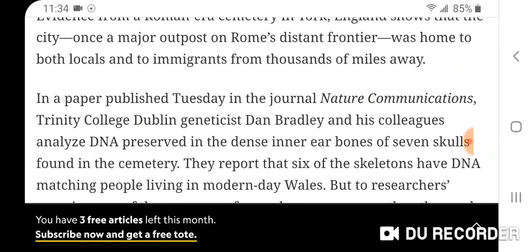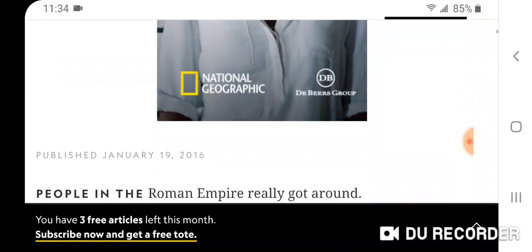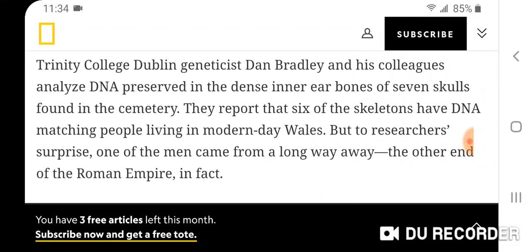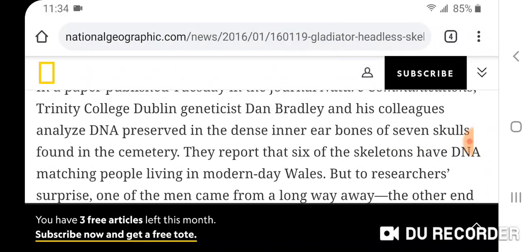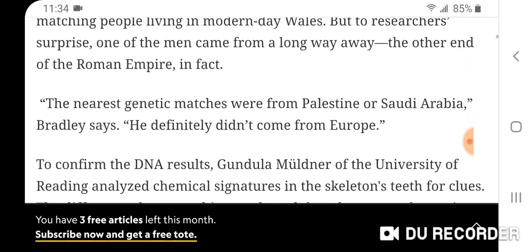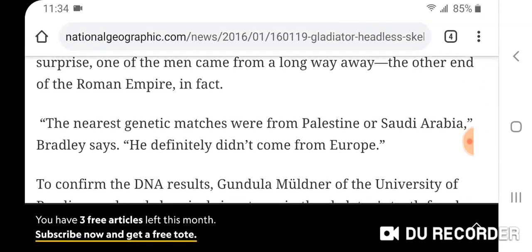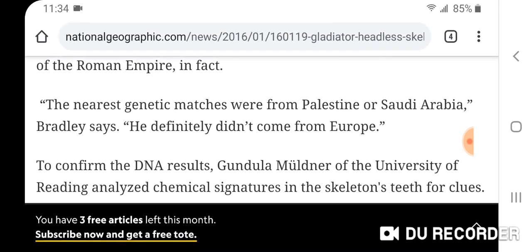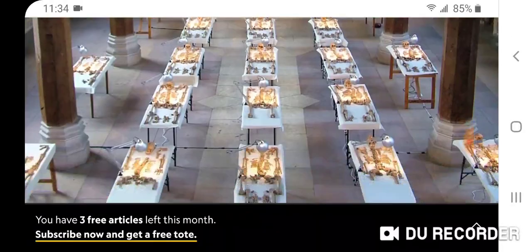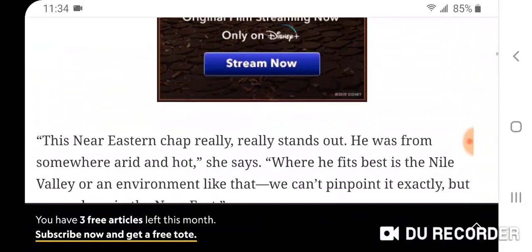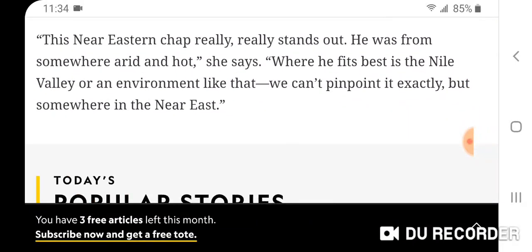Yeah, the paper was published in the journal Nature Communications in 2016. And it quotes Trinity College Dublin geneticist Dan Bradley, who says of the Mena Roman gladiator that the nearest genetic matches were from Palestine or Saudi Arabia. Bradley says he definitely didn't come from Europe. And then he says, this Near Eastern chap really, really stands out. He was from somewhere arid and hot.